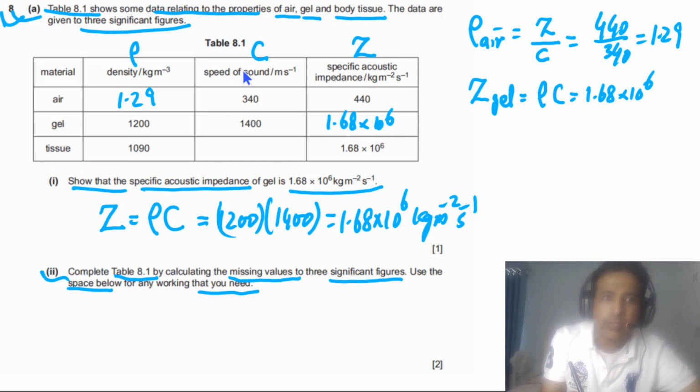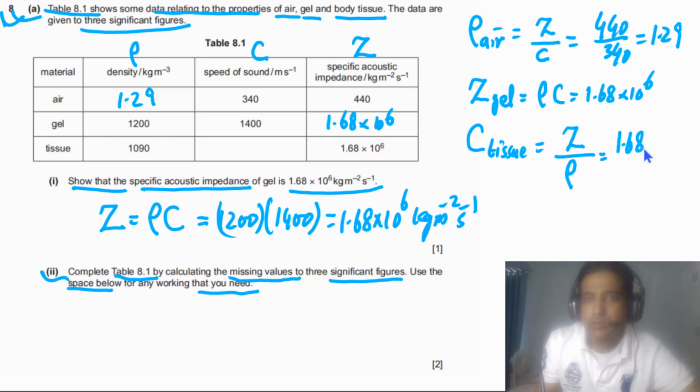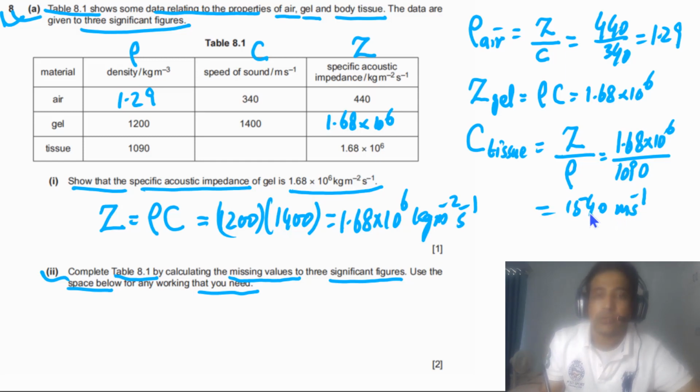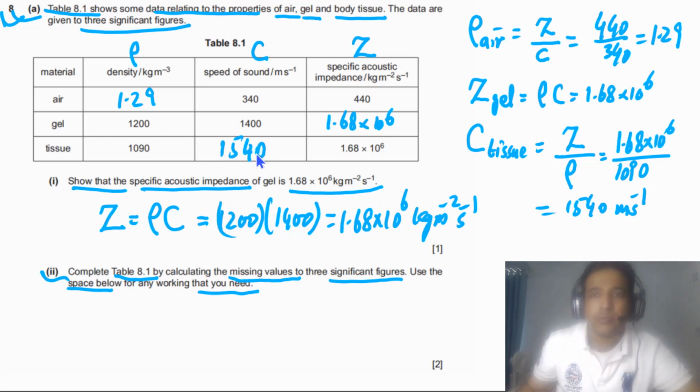And for tissue, we need to calculate C. C for tissue will be equal to acoustic impedance divided by density of tissue. Acoustic impedance is equal to 1.68 times 10 to 6. Simply we need to divide this one by its density, that is 1090. And if we solve this one, we will get 1540 meters per second. So this is the speed of sound in tissue. So we can write here 1540 meters per second. So this is how we can answer.